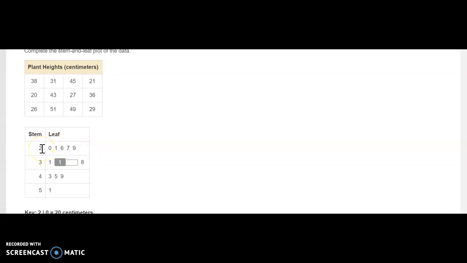So if it is a 20, it's going to have a 2 in the tens in the stem and a 0 in the leaf. Okay, so we're going to plug in our numbers and we see the number 20, and here's 20, and then we see the number 21, we see the number 26, here's our 6, so we look for 6, here it is, and then we see 27 and 29.